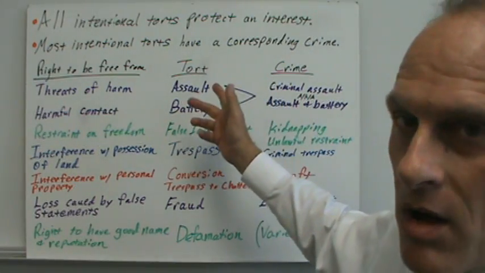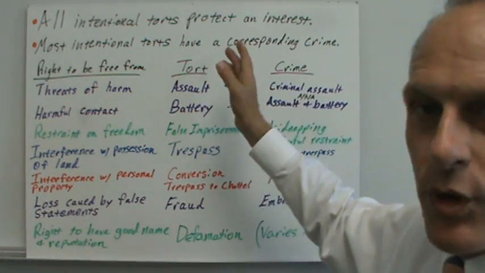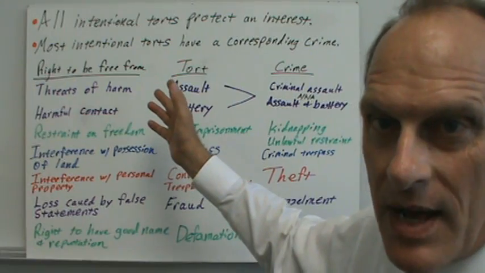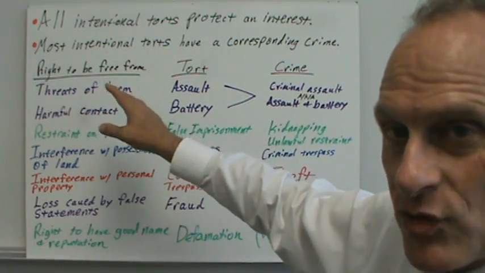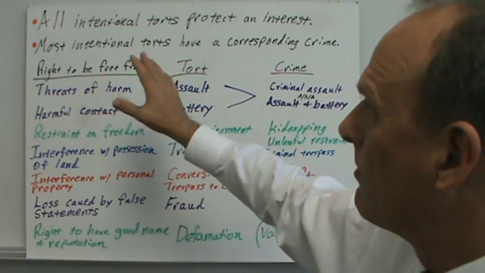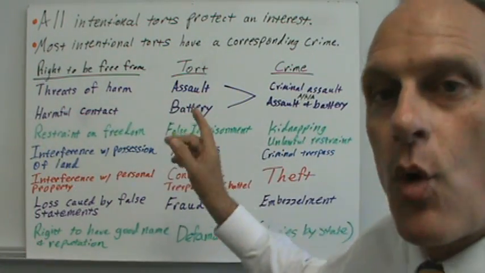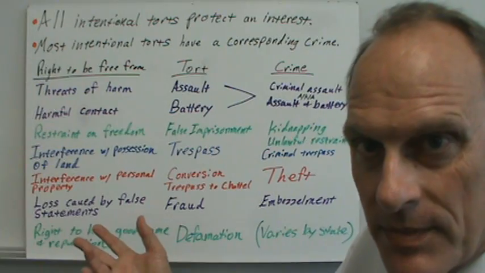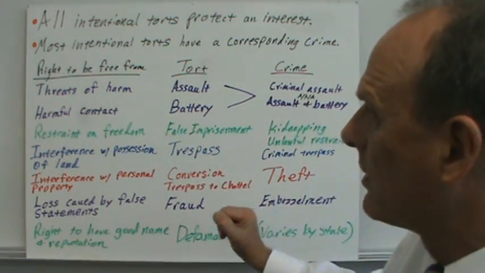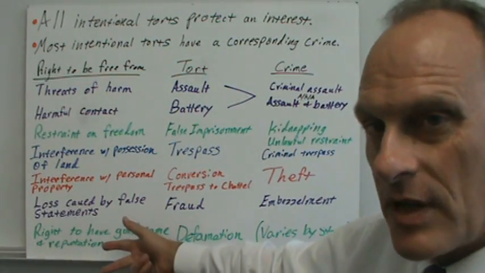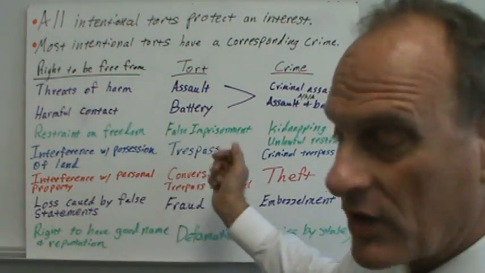Now, all intentional torts protect an interest of some kind. And the second thing to understand on this board is that most intentional torts have a corresponding crime. So let's take a look at that. I've prepared a large chart here. Here are our interests that are being protected by both torts and crimes.